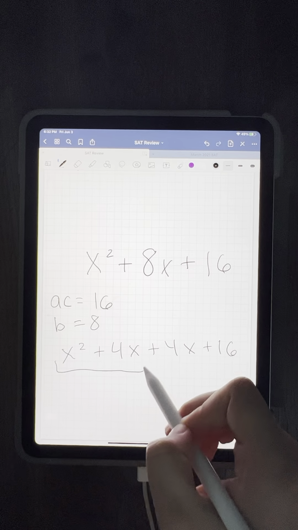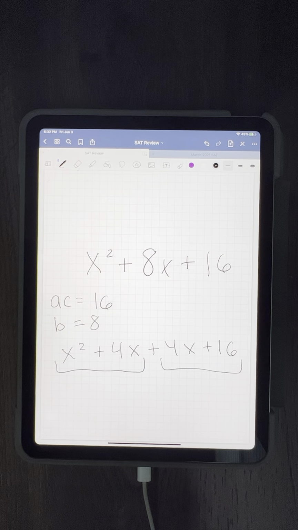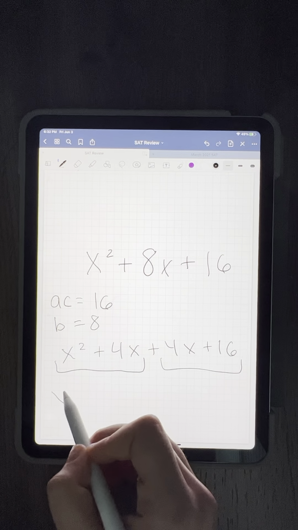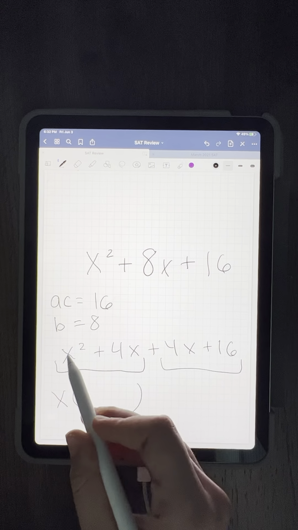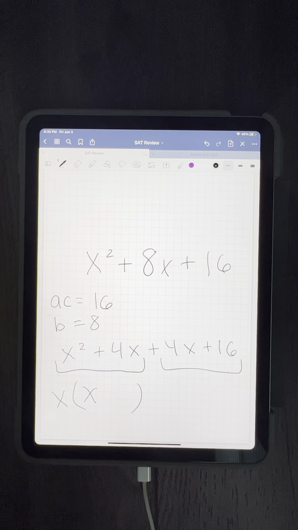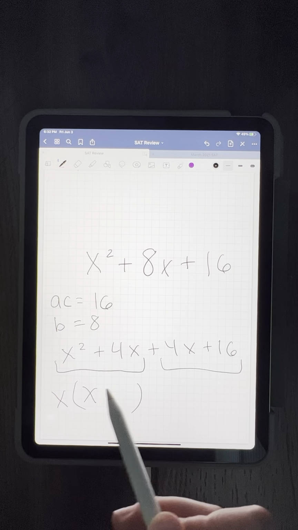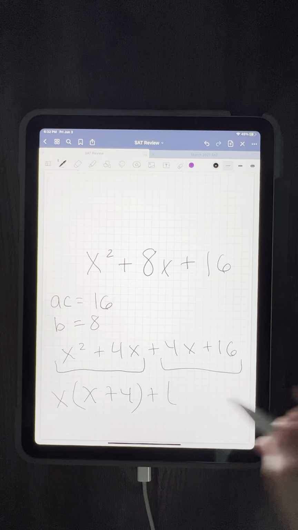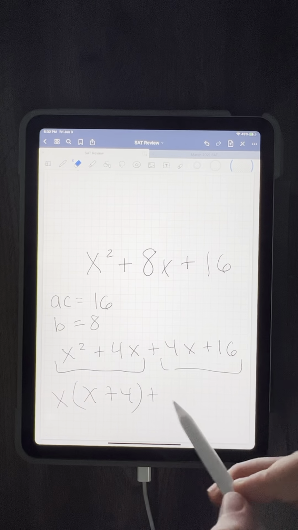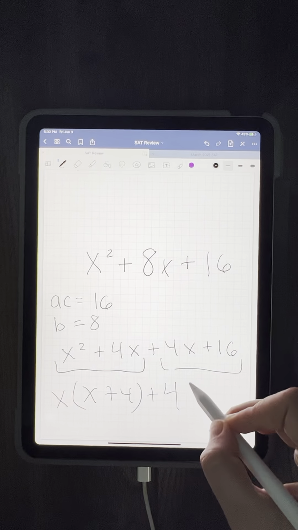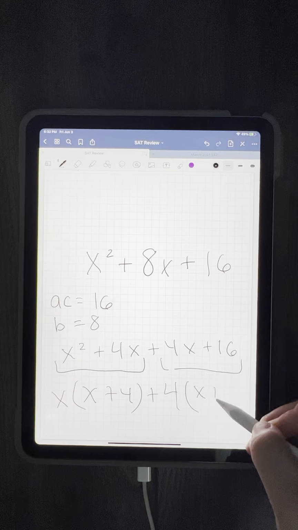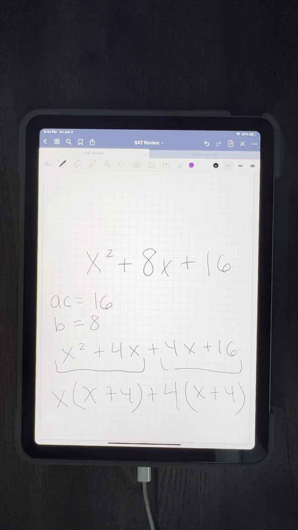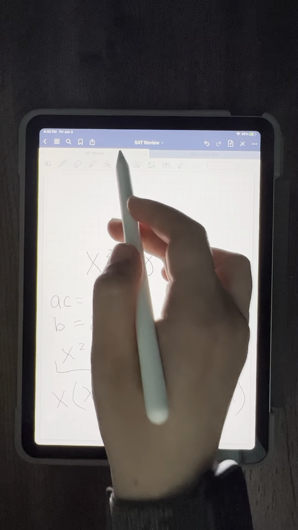So now that we have 4 terms, it's easier to factor. For the first 2 terms, you can factor out x. That's pretty easy. x, and then you put little parentheses, and then x, because x times x is x squared. And then x times what equals 4x? 4. So you just make that plus 4. And then here, you can factor out 4, and then in parentheses, x plus 4 again. Because 4 times x is 4x, and 4 times 4 is 16, right? And that's how you're going to solve that.